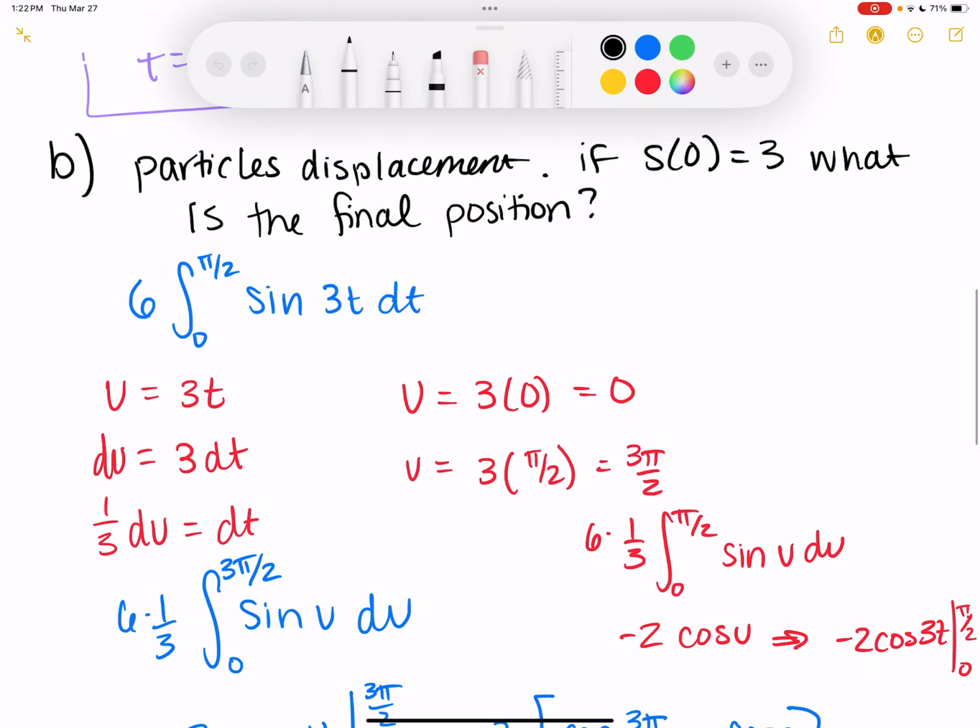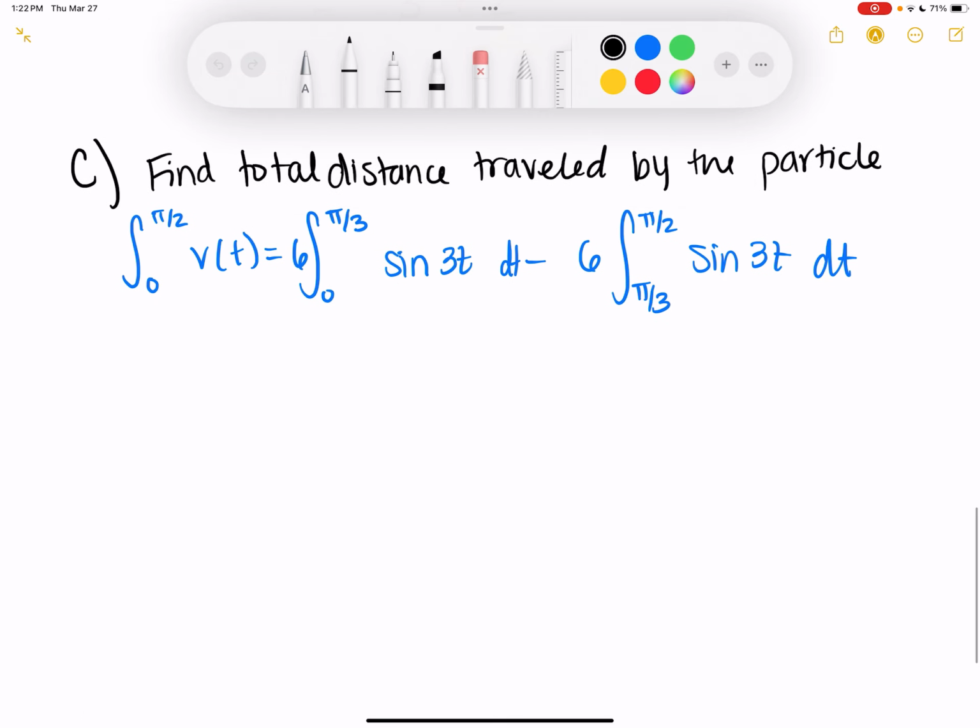Okay, back to part C. We were finding the total distance traveled by the particle, so we set it up, but we need to actually go through and do the integrals of each of these things. So we'll have u equals 3t in both of these cases. du equals 3 dt, so 1/3 du equals dt, which technically we did yesterday in the other part of this problem. But anyways, just rewriting it.